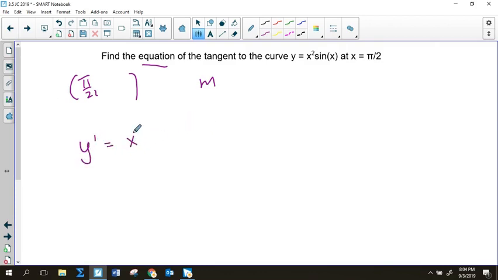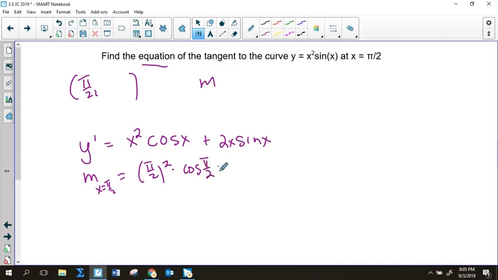So that's going to be x squared times the derivative of sine, which is cosine. So x squared cosine x plus, then I take sine and multiply it by the derivative of x squared, which is 2x. So when I substitute pi over 2 in for x, I get pi over 2 squared times cosine of pi over 2 plus 2 times pi over 2 times sine of pi over 2. And since cosine of pi over 2 is 0, this part's gone. These cancel. Sine of pi over 2 is 1. So I have a slope of just pi.